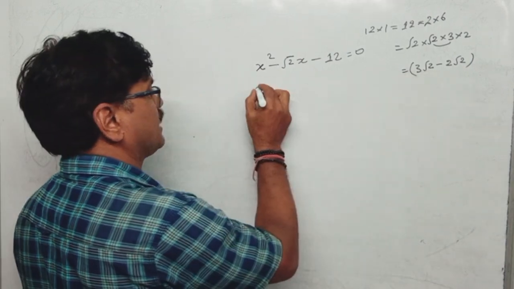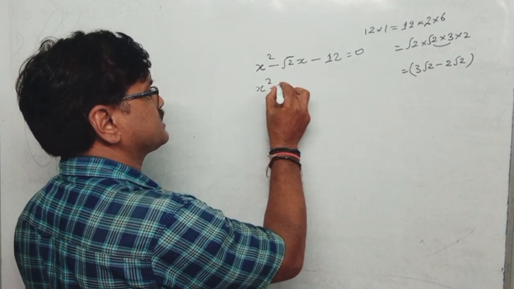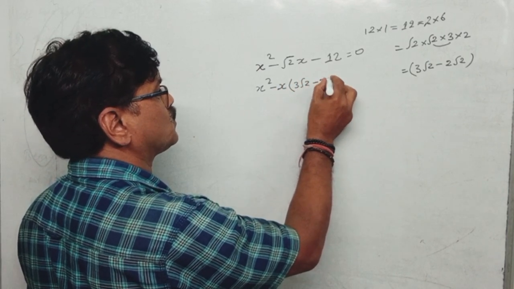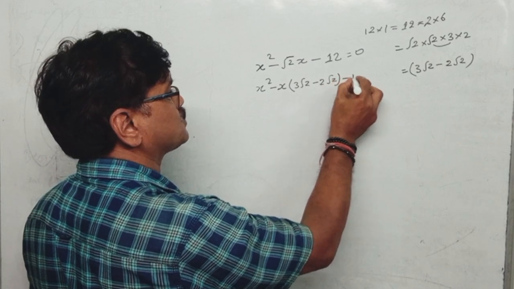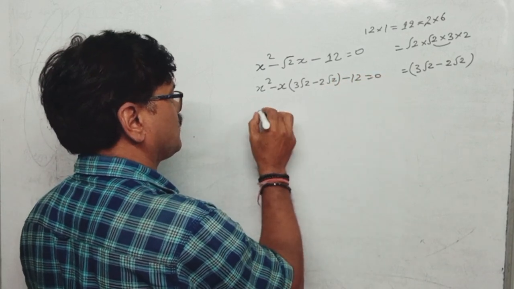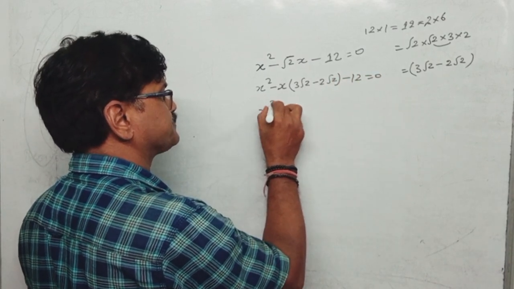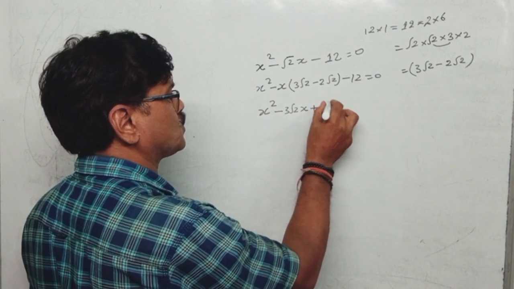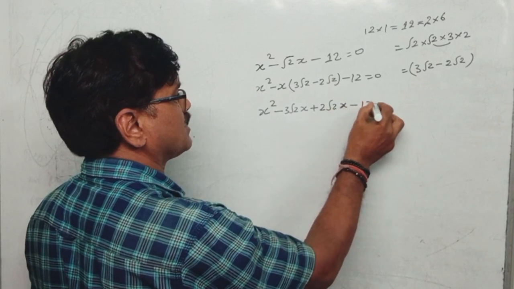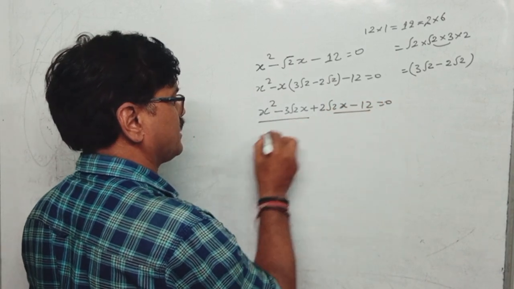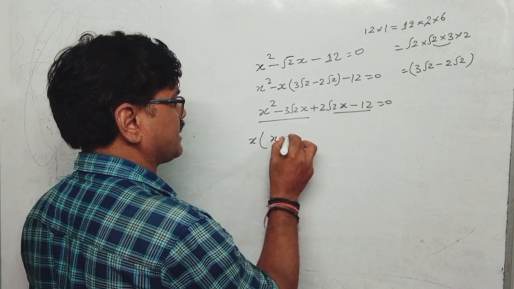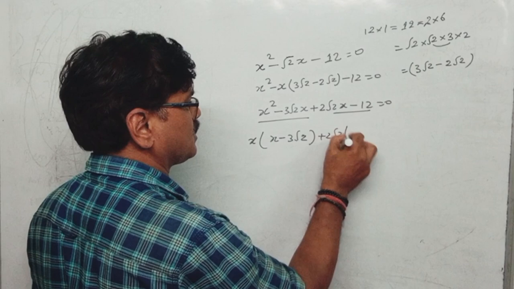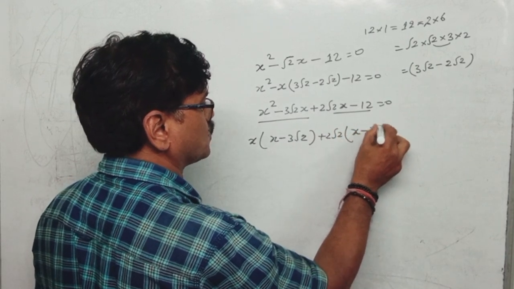Now this value you put here: x square minus x in bracket 3 root 2 minus 2 root 2 close, minus 12 is equal to 0. Now you will open the bracket: x square minus 3 root 2 x plus 2 root 2 x minus 12 equals 0. Here x is common, so you will take x minus 3 root 2 plus 2 root 2 common, x minus 3 root 2.